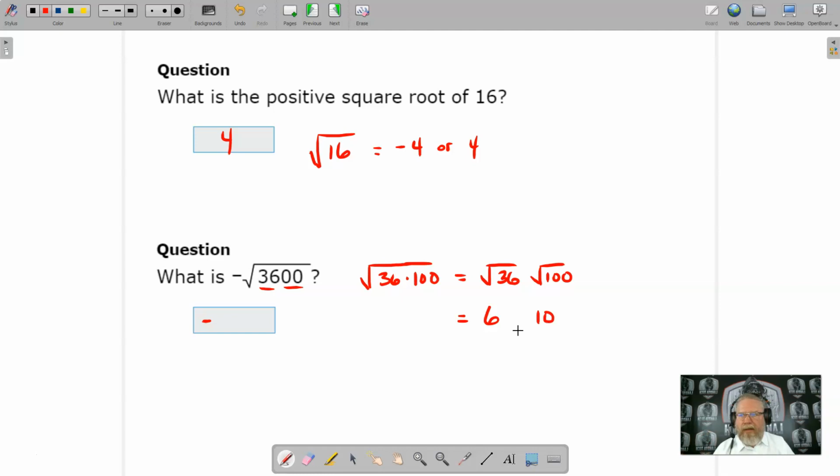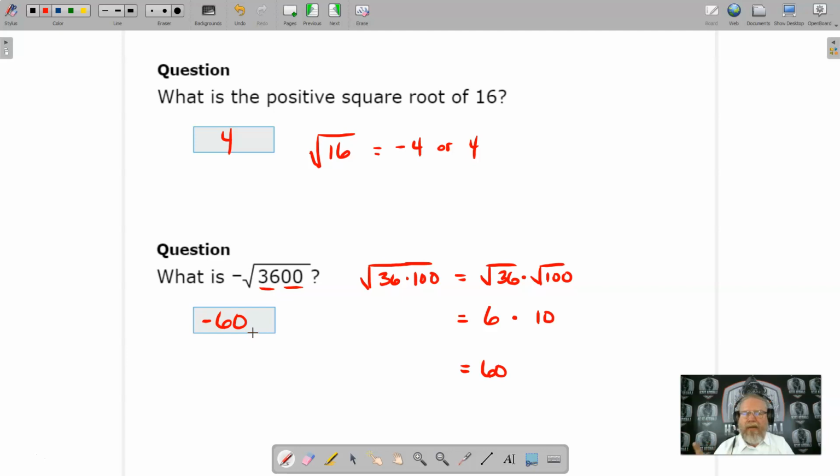And now, remember that this is multiplication underneath the radical symbol here, which means this is multiplication here. And 6 times 10 is 60. So my answer should be 60.